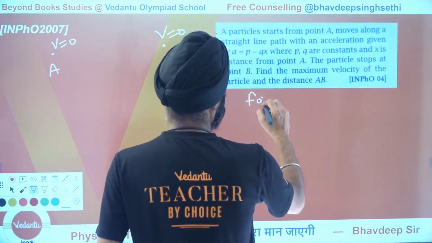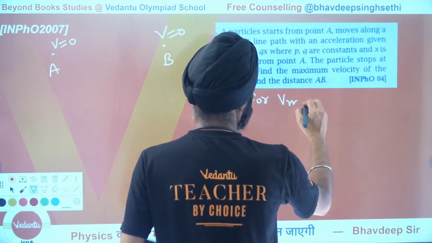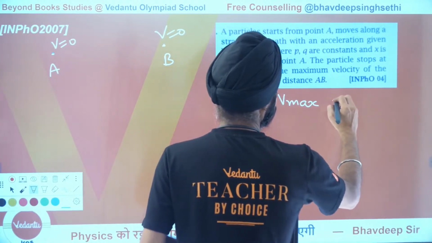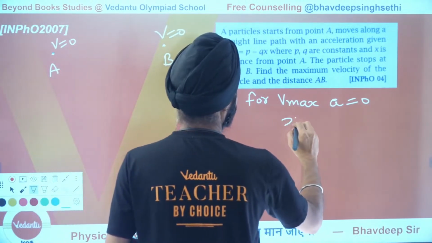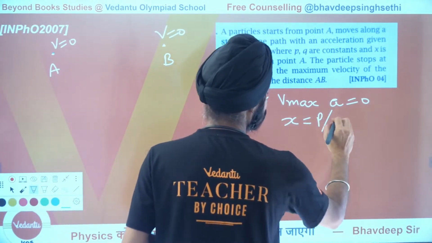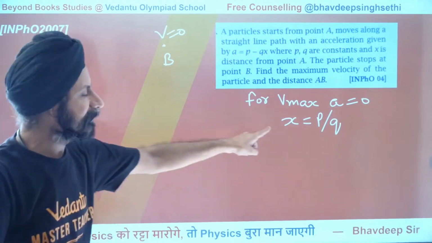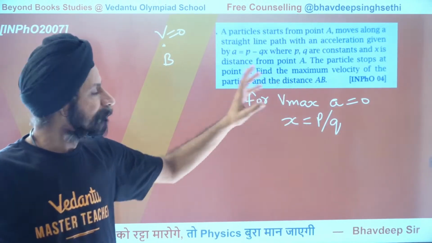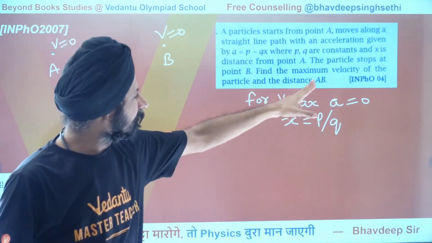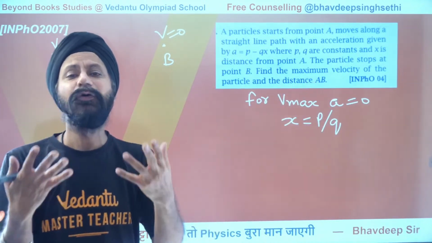For V max, acceleration should have been 0. So that gives me x is equal to p by q. This is the position where acceleration is zero and velocity is maximum. We will find it. They're asking us to find the maximum velocity, but at least we know where it is.